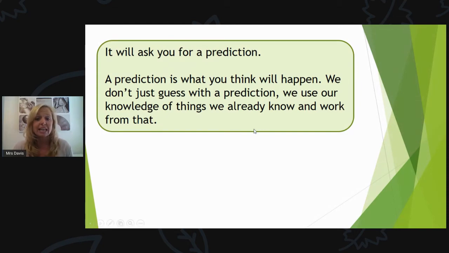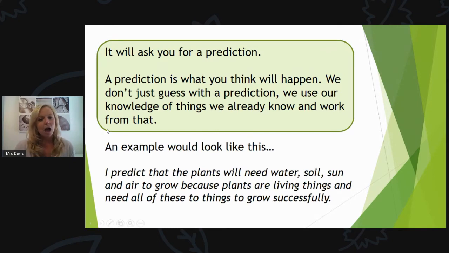Now, a prediction is what you think will happen. We don't just guess with a prediction. We use our knowledge of the things we already know and work from that. So it's not just like a guess. A prediction is something that we think, oh, okay, I predict that because of this. So I'll give you an example. I predict that the plants will need water, soil, sun, and air to grow, because plants are living things, I know that, and need all these things to grow successfully, to grow well, to be healthy.